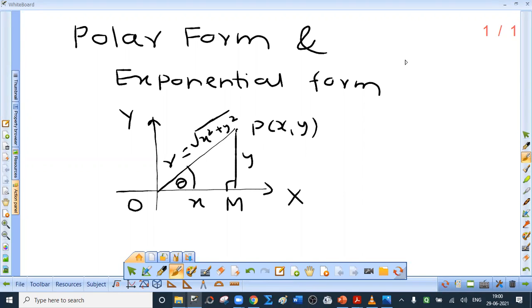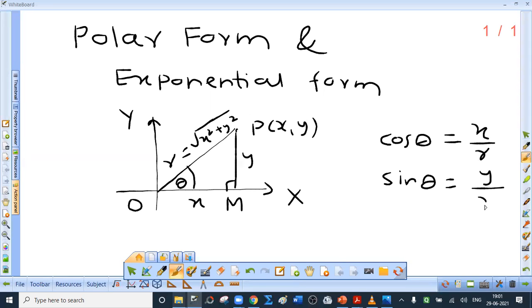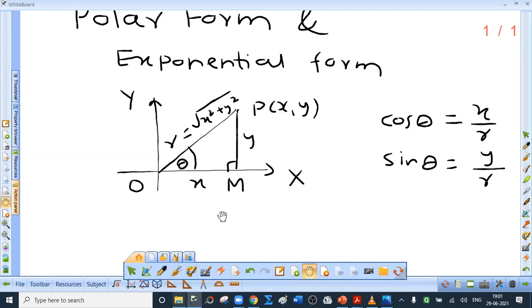Now ray OP makes an angle theta with the positive x-axis. Theta is called the argument of z. Now from the figure, can you tell me what is cos theta? Cos theta is the adjacent side x upon the hypotenuse r, which is mod z. What is sin theta? It is the opposite side y upon the hypotenuse r, which is modulus z.